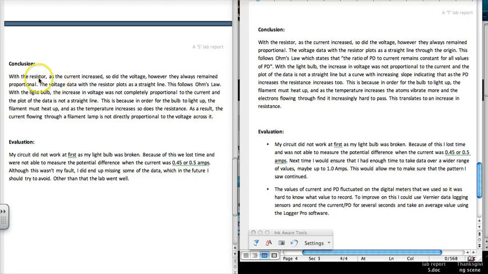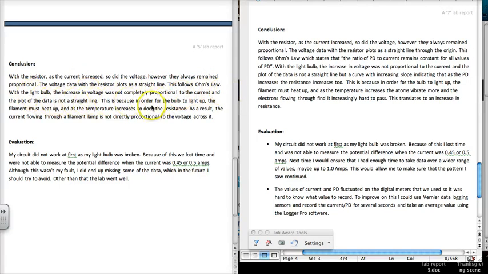So let's take a look at the conclusion first. With the resistor, as the current increased, so did the voltage. However, they always remain proportional. Very important to state that. The voltage data with the resistor plots a straight line. This follows Ohm's law. With the light bulb, the increase in voltage was not completely proportional to the current, and the plot of the data is not a straight line.